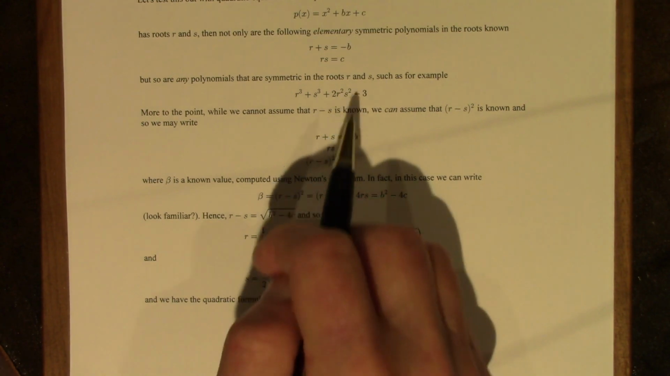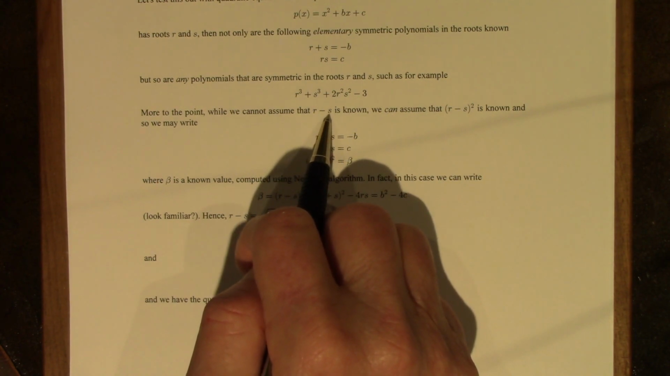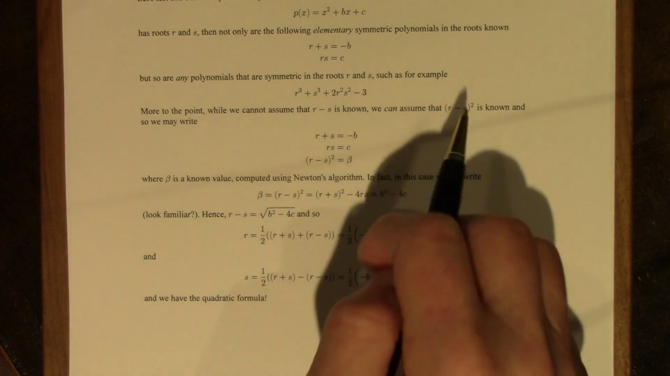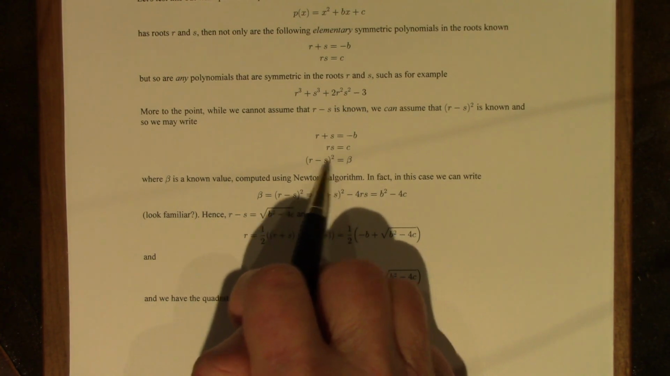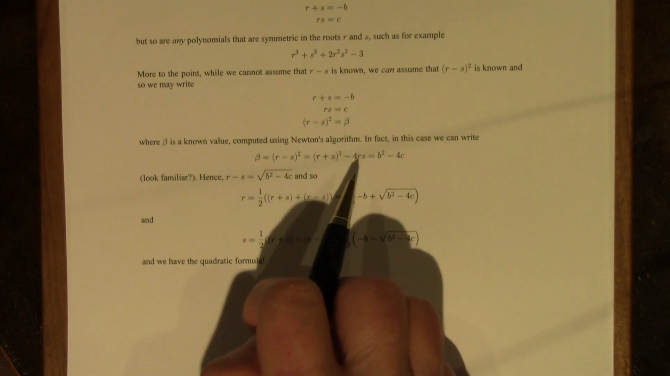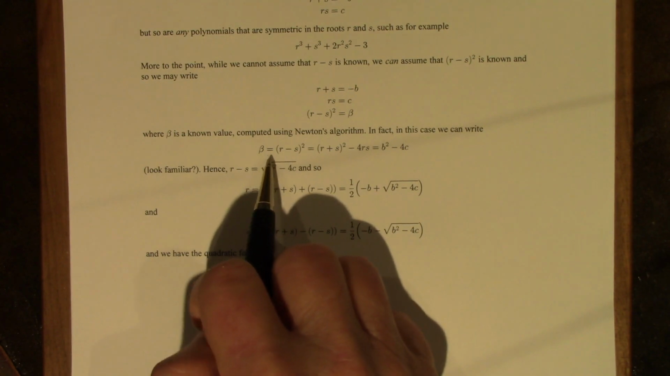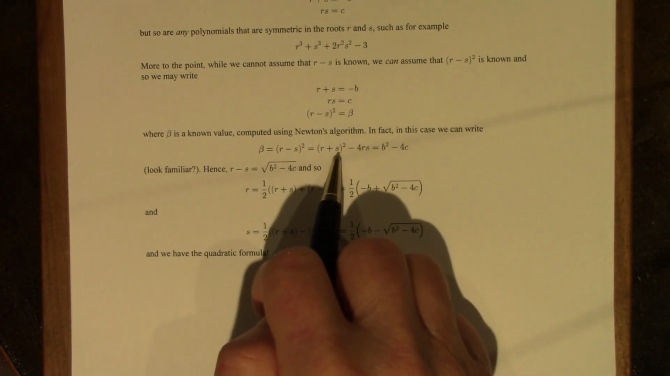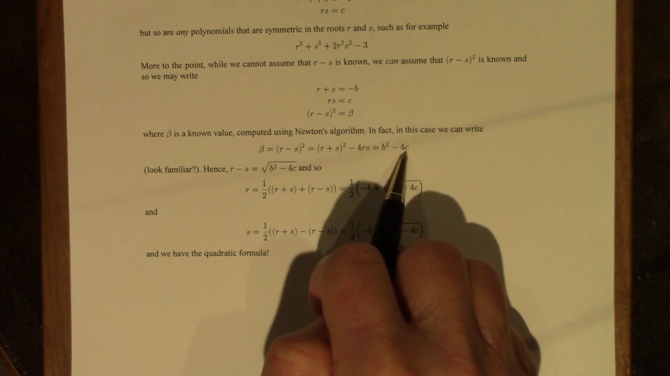Well, we don't care about this, but observe, while we cannot assume that r minus s, the difference of the roots, is known because that's not symmetric, we can assume that its square is known. So we can add that to the list, call it beta. It is a known value. It is not just known in a theoretical sense, it is computationally known from the coefficients b and c. In fact, it's not a problem to actually get that. Beta is r minus s squared, which is r plus s squared, minus 4rs, which is b squared minus 4c, a polynomial in the coefficients.